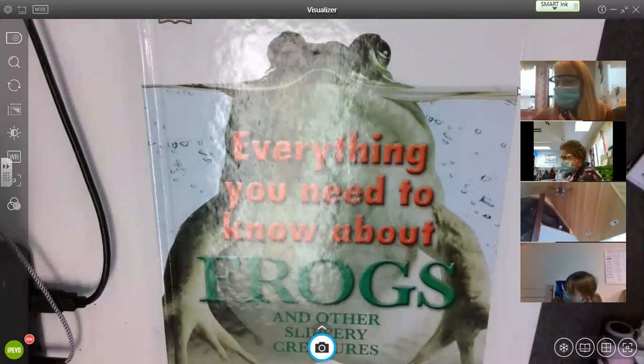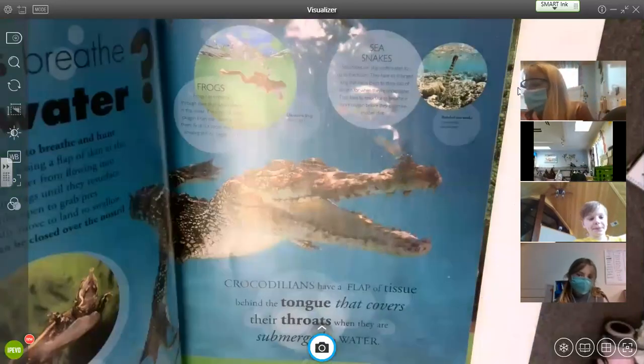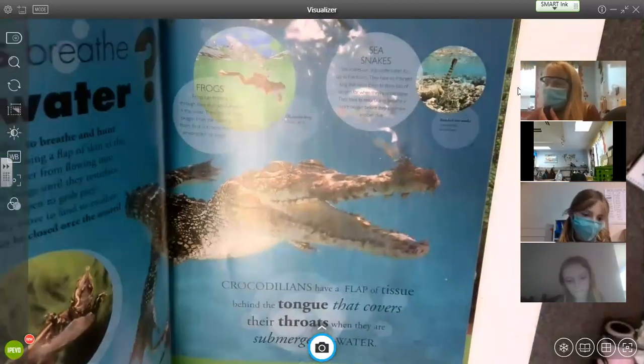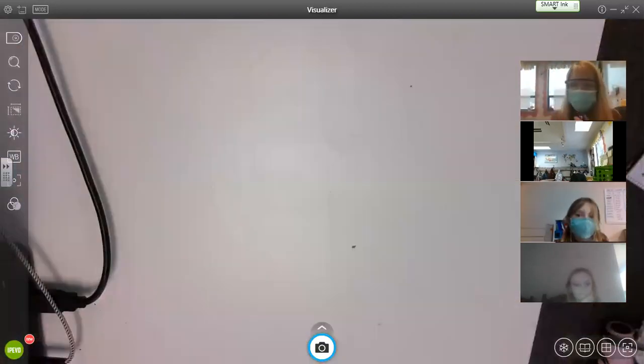So as you are reading picture books at home for your reading, you might find lots of different illustrations that show symmetry. All right, so you can do that on your own.